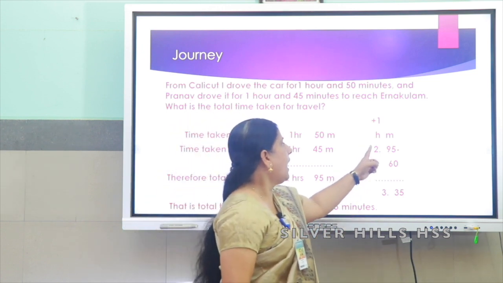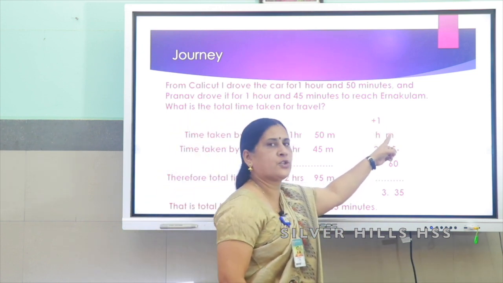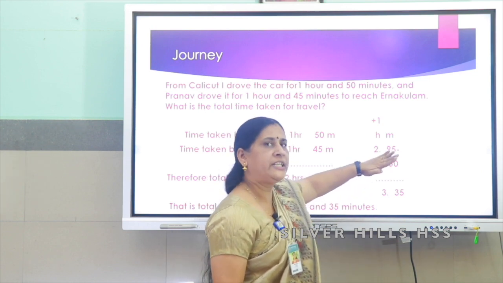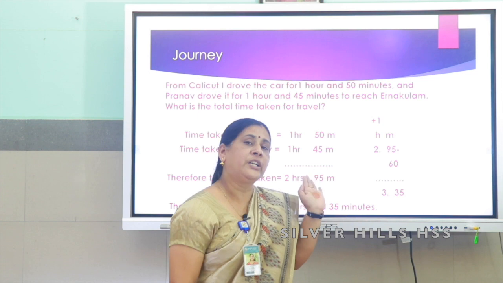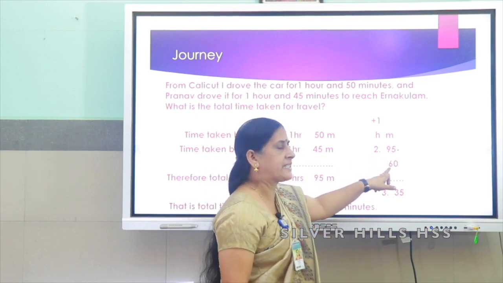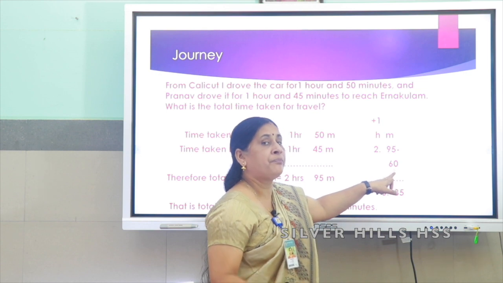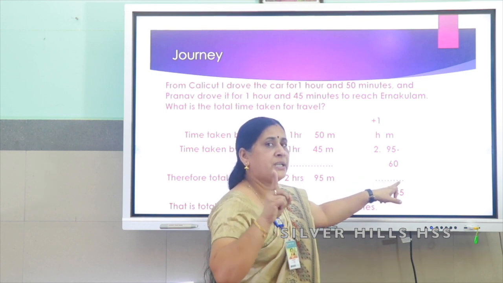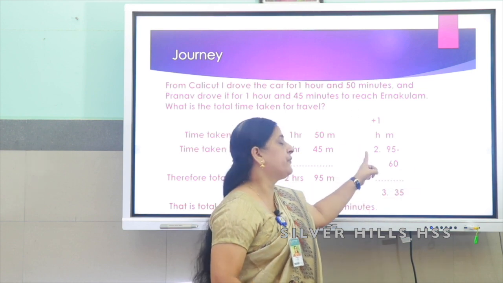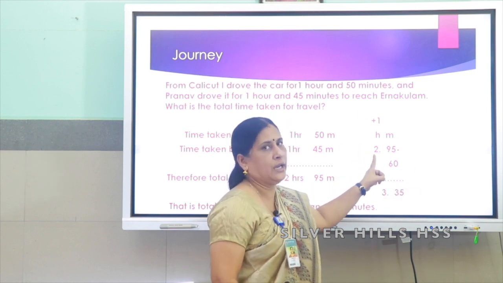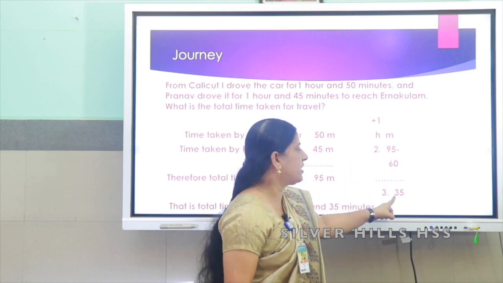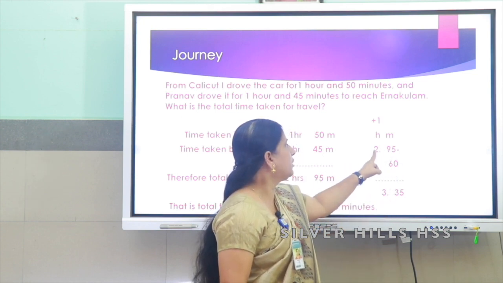So, again I wrote here hours, minutes, 2 columns. So, 2 hours and 95 minutes. That 95 minutes we can convert into hours and minutes again. So, 95 minus 60. Why do I minus 60? Because 60 minutes make 1 hour. That 1 hour can be shifted to the hour column. So, 95 minus 60 is 35 and here 2 hours.